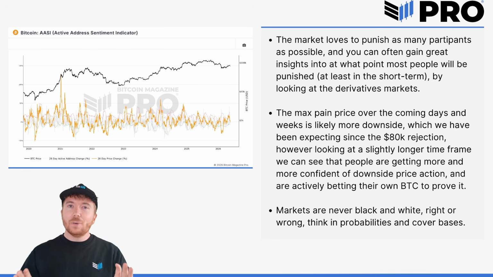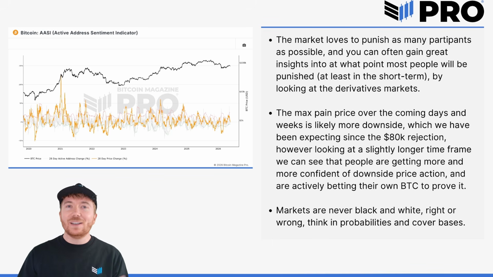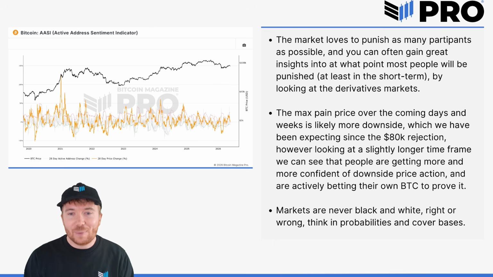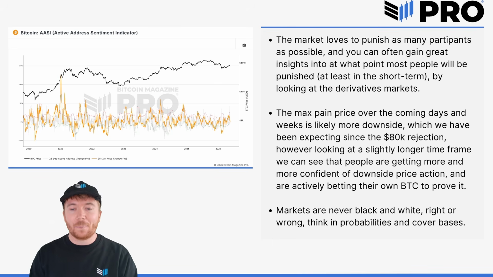But if we zoom out and look at a slightly longer time frame, people are getting more and more confident that we're guaranteed to go down. Now, I'm going to have to eat my own words if I'm proven wrong and we set lower lows at $50,000. We bottom out in October and we follow this 4-year cycle almost perfectly, which everyone in the comments is telling me is almost destined to happen. That might happen. I'm prepared for that to happen.